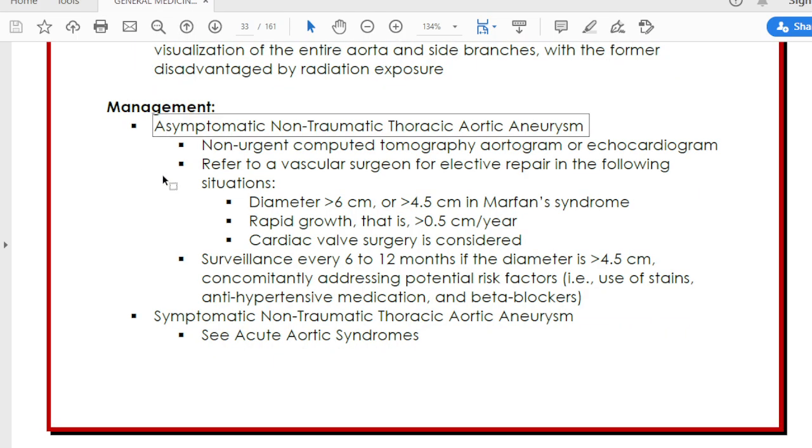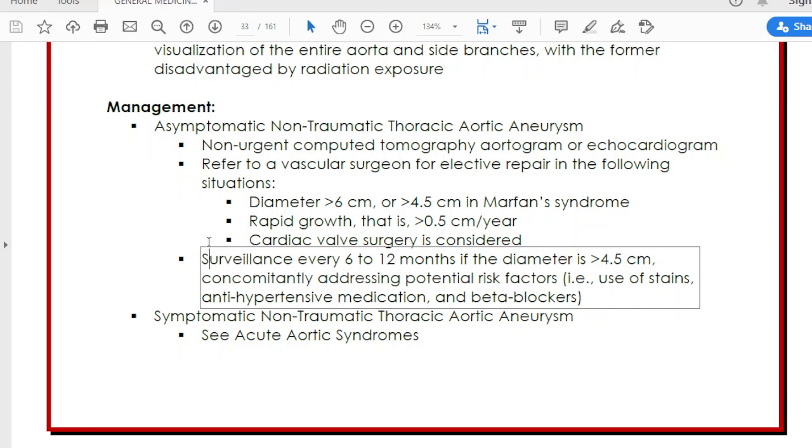Asymptomatic non-traumatic thoracic aortic aneurysm. Non-urgent computed tomography aortogram or echocardiogram. Refer to a vascular surgeon for elective repair in the following situations. Diameter greater than 6 cm, or greater than 4.5 cm in Marfan syndrome. Rapid growth, that is, greater than 0.5 cm/year. Cardiac valve surgery is considered.